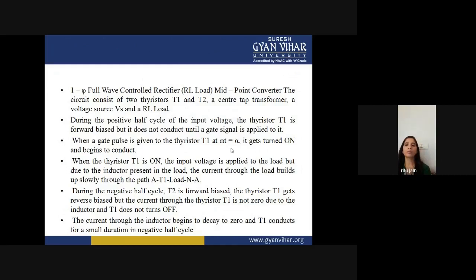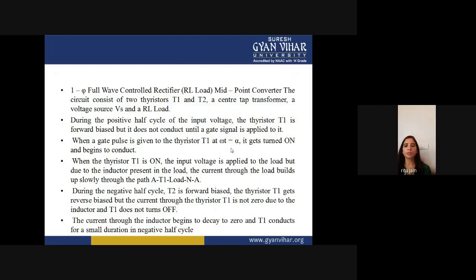During the positive half cycle of the input voltage, the thyristor T1 will be forward biased, but it does not conduct unless you apply the gate pulse. When a gate pulse is given to the SCR at point alpha, at omega t equal to alpha, it gets turned on and begins to conduct.